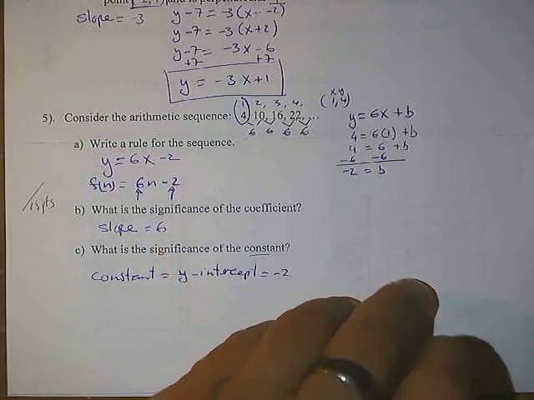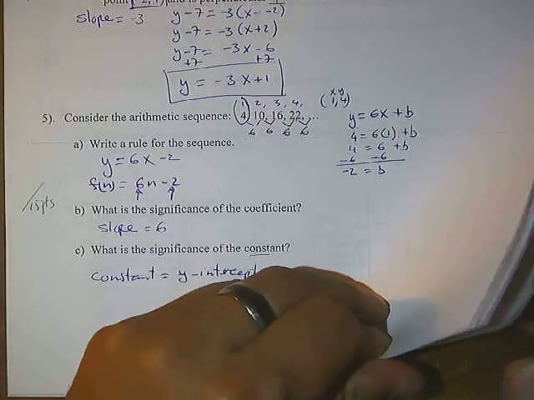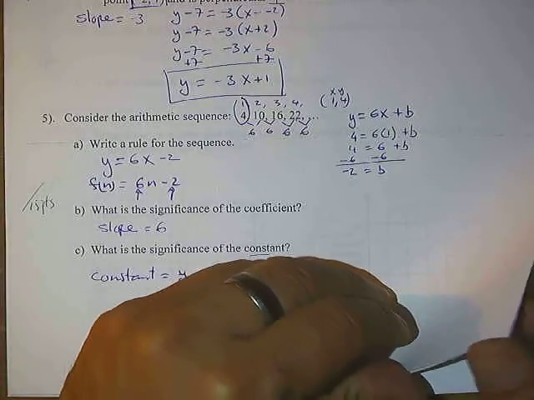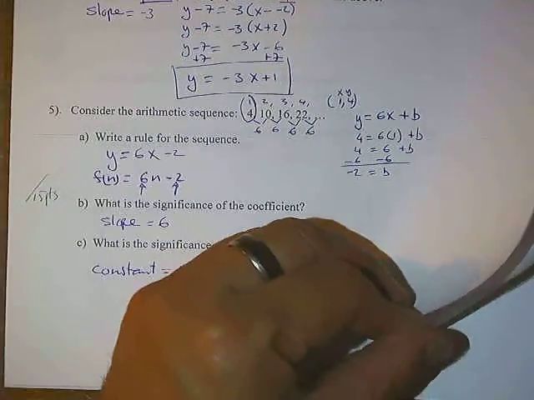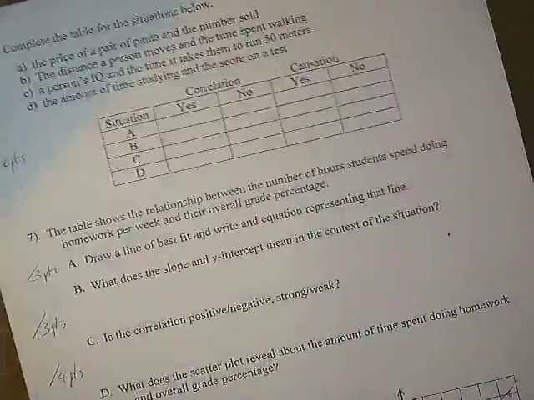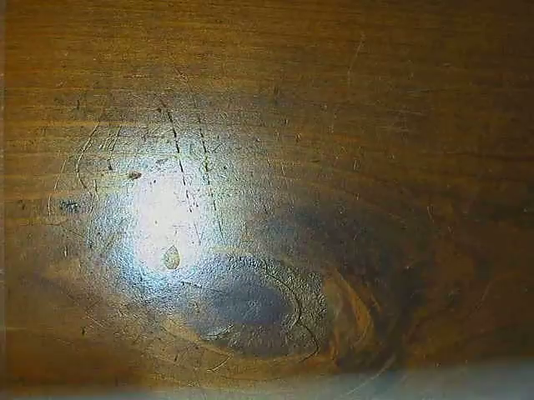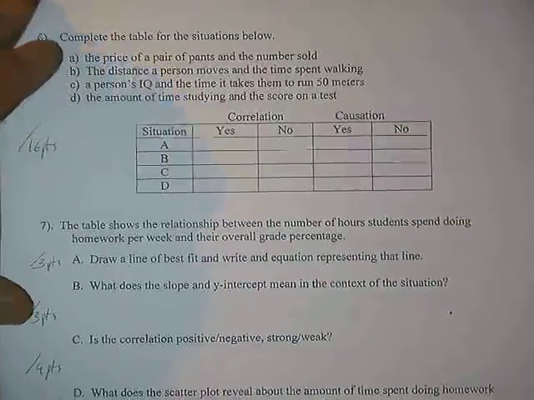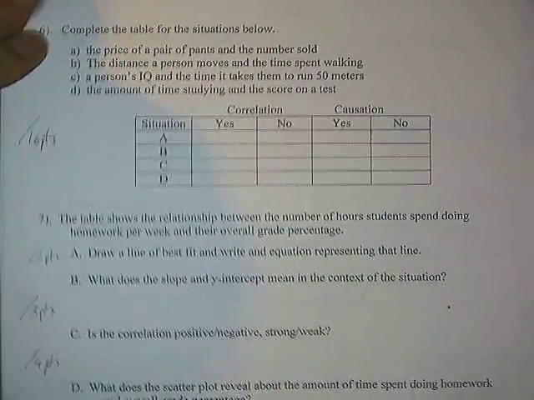The constant is -2. We can't even really say it starts with -2. It really doesn't, because it starts with 4. If we add 6 to -2, we certainly get 4. And then your slope is your 6 because it's moving by 6. Okay, I hope that was easy for you.